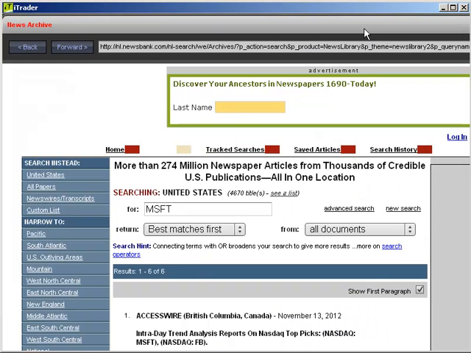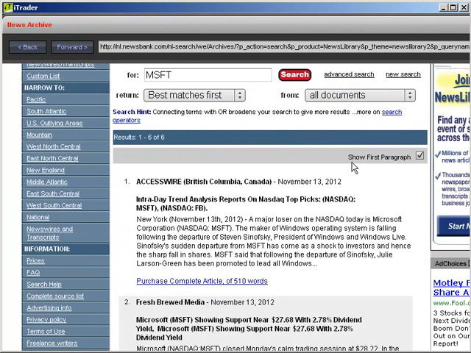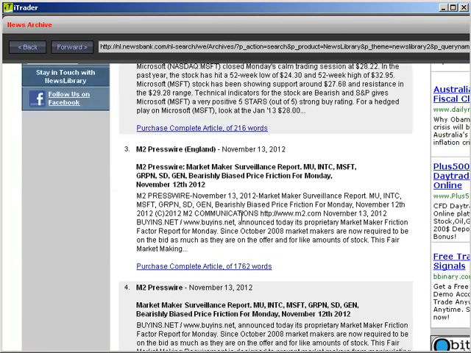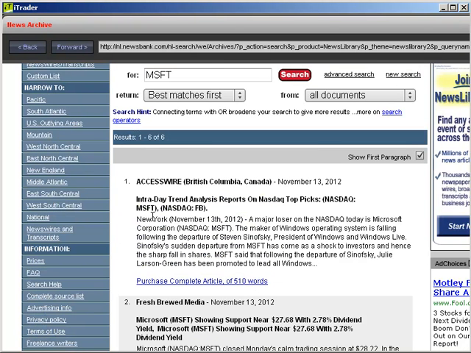And this news archive gives us the news articles that Microsoft's mentioned in at this date, and that was the 13th of November that we were looking at. And these are all the articles that Microsoft has mentioned in the news archive. And if we go back to this very first one, we can see a major loser on the NASDAQ today is Microsoft Corporation. The maker of Windows operating system is falling following the departure of Steven Sinofsky, president of Windows. Okay, so the reason for this big price fall in Microsoft is the departure of the president of Windows.